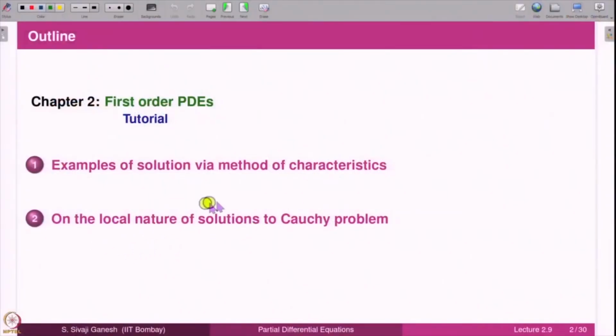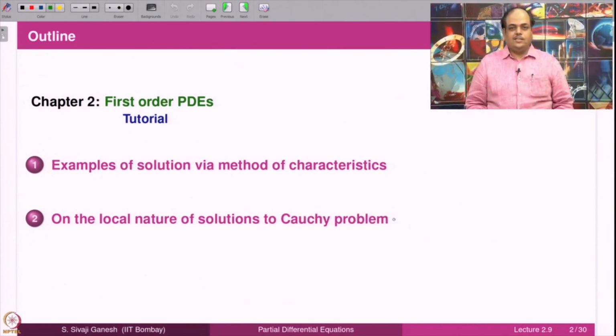Welcome to a tutorial on quasi-linear equations. In this we are going to solve some Cauchy problems for quasi-linear equations, and we also explain through examples the local nature of solutions to Cauchy problem.